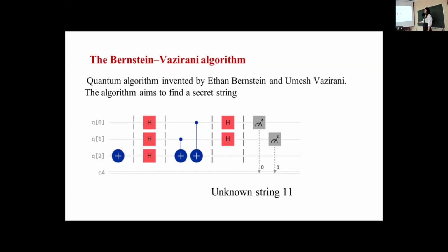The unknown string is encoded here because we have the action of controlled NOT gates on qubit 1 and qubit 2, qubit 0 and qubit 2. So these qubits, qubit 0 and qubit 1, control this action on the state of qubit 2.